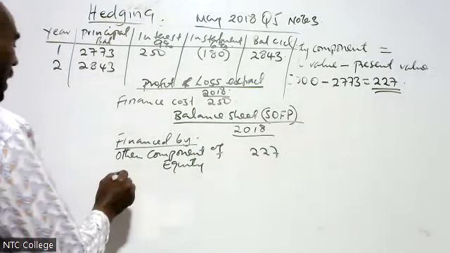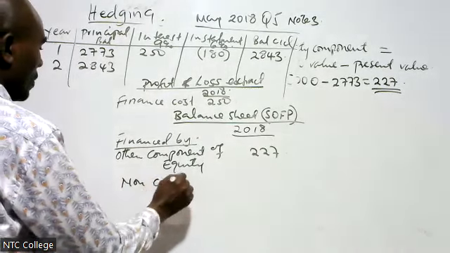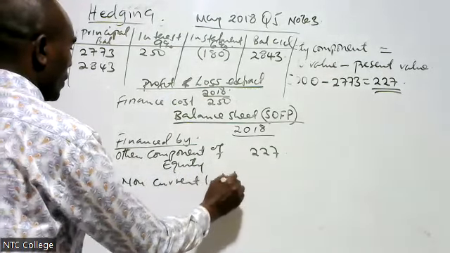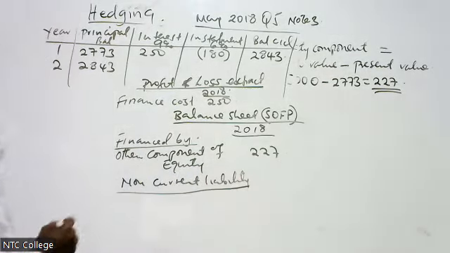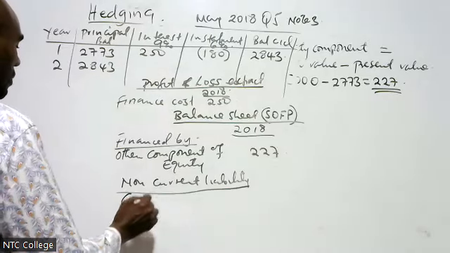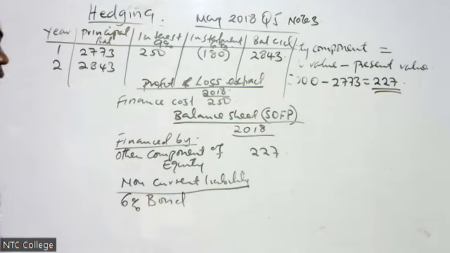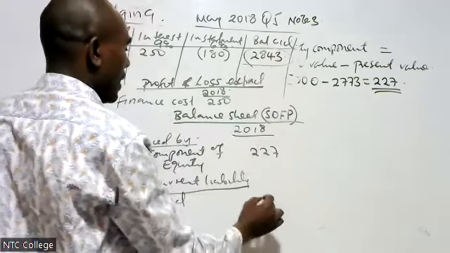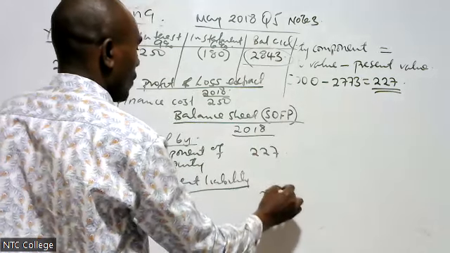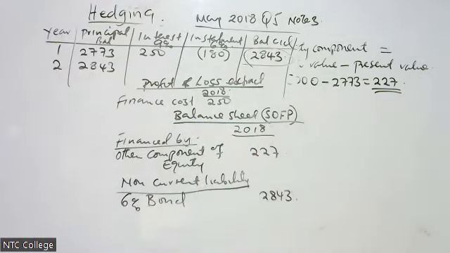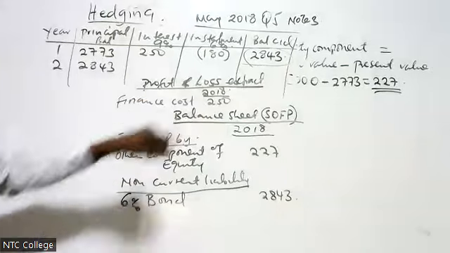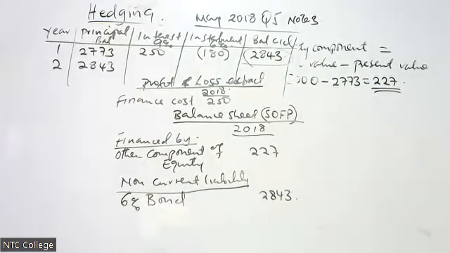Then I come to non-current liability. Under non-current liability, I have the 6% bond, which I am going to report at the end balance of 28.43. Therefore, in that note you are to get 7 marks, and that is how you are to get it. Here, 250 in the P&L, you report. If you don't report that, you lose those marks.